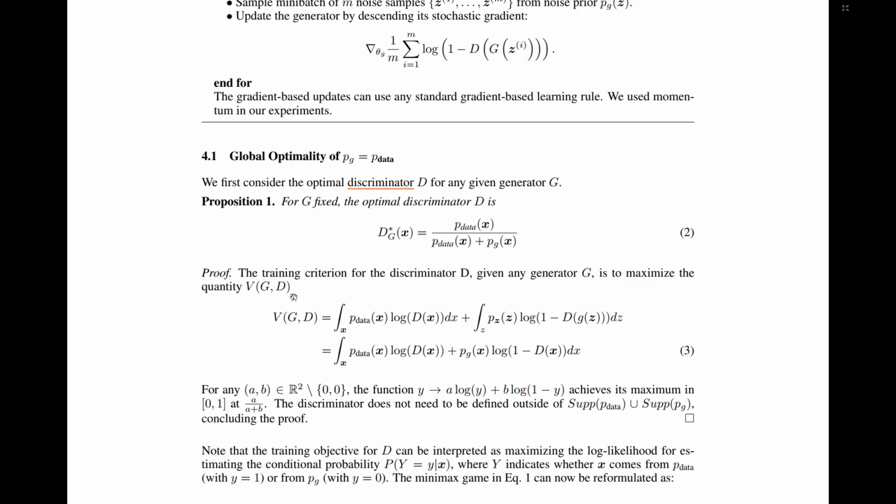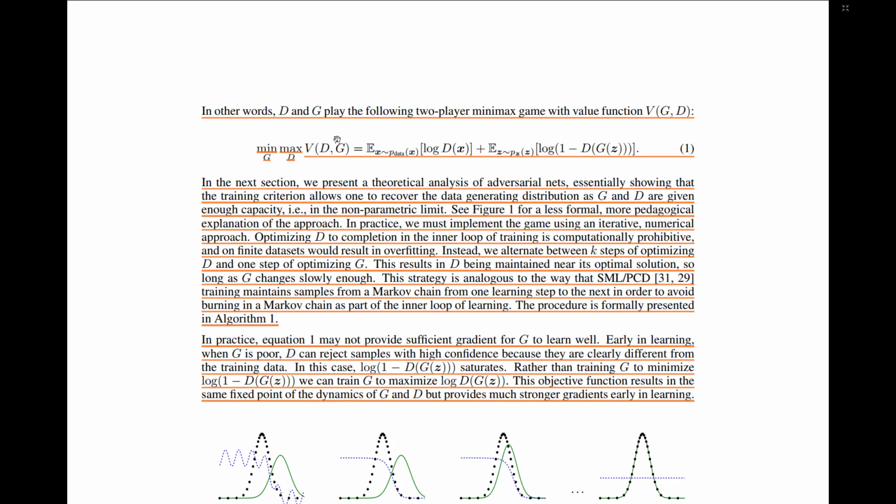We recall that the training criterion for the discriminator D given any generator G is to maximize this quantity V(G, D). This quantity has been defined already, so we have V(D, G) right here defined as such. We've seen this already, and from the expectation formula, we could transform this into an integral. We recall that the expectation of x equals the integral of x times f of x.